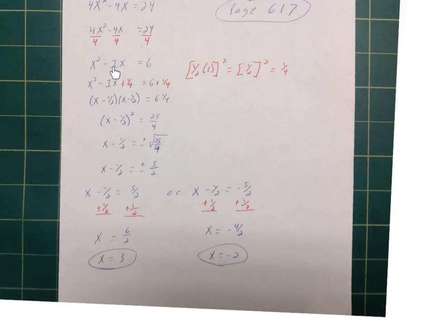Now I'm ready to complete the square, so I take half of that coefficient of the x term, which is a half, and square that, and I get a fourth. And so I add a fourth to each side. This is called completing the square.